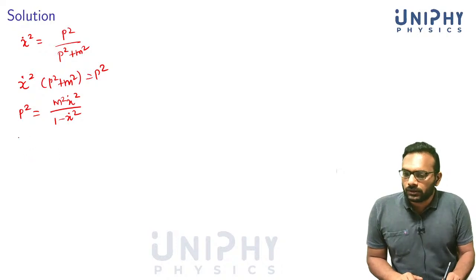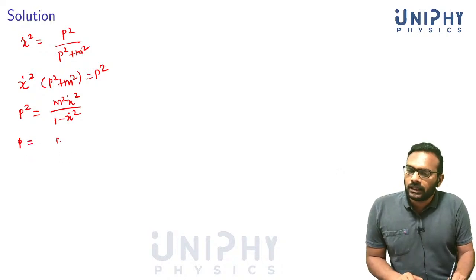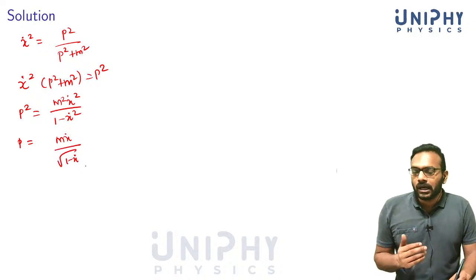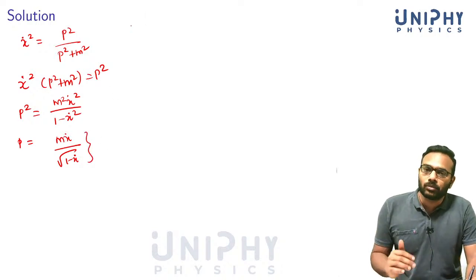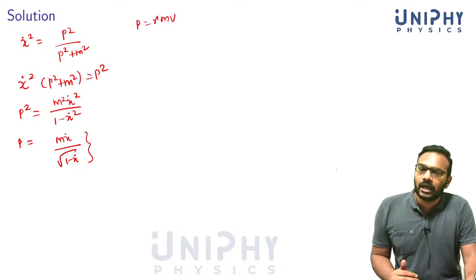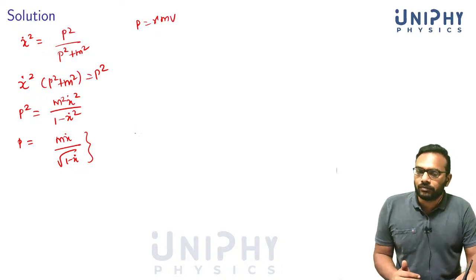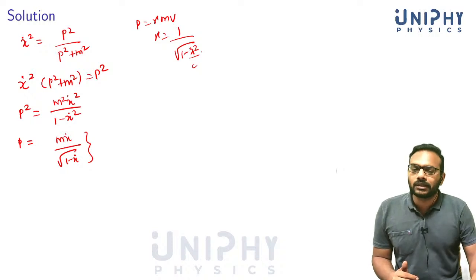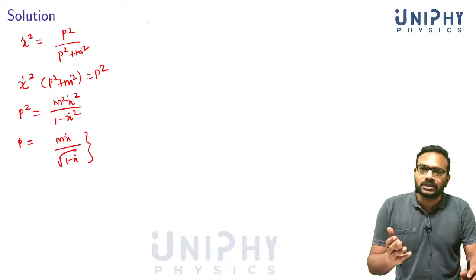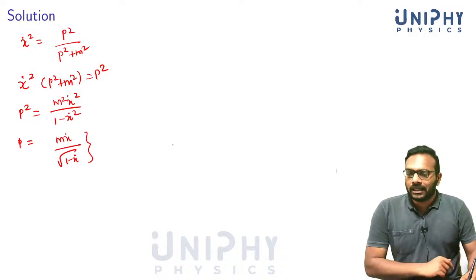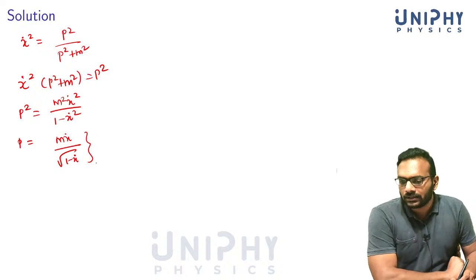Now this is the square of the momentum. The momentum would be m x dot divided by square root of 1 minus x dot square. Now you might immediately recognize this as the usual relativistic momentum. p is equal to gamma m v, where gamma is equal to 1 by square root of 1 minus x dot square by c square. We have taken c equal to 1. So this is the relativistic momentum, and this is why we use that particular expression as the relativistic Hamiltonian.